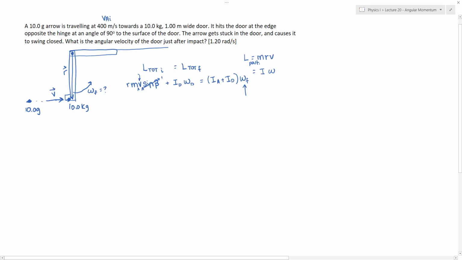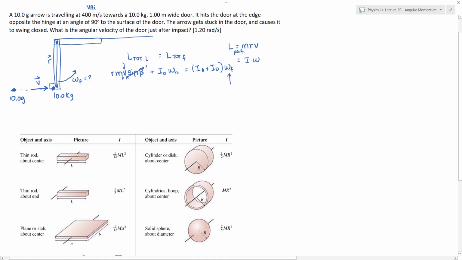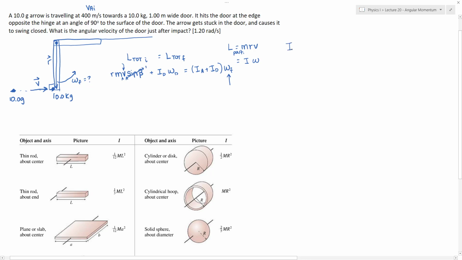All right, so now we want to figure out what we're going to put in for the moment of inertia of the door, so I of the door. What are we putting in there? We're going to have to look at that table from the moment of inertia lecture. So here's the table. And we have to pick which picture would look like a door. Okay, so the door is a plane or a slab that has an axis of rotation about its edge, where the hinges are. So this would be the moment of inertia, 1/3 m a squared. So that's what I'm going to put in here. The moment of inertia of the door is equal to 1/3 m a squared.